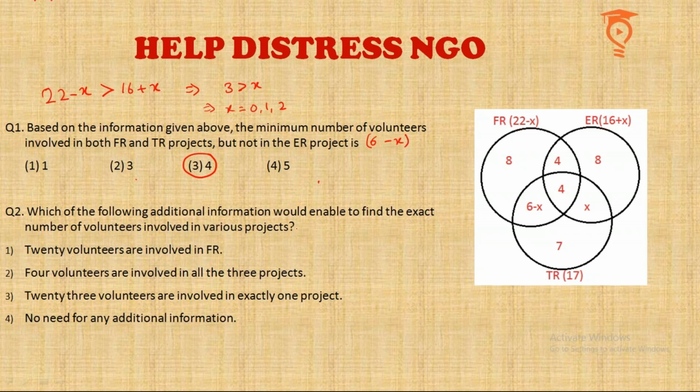Second, which of the following additional information would enable us to find the exact number of volunteers? What I mean is that right now there are 3 possibilities for x. Which of the following options is the only one that will work so that x does not have different values, and a unique value fits? So let us see. 20 volunteers are involved in FR. This will work because this directly tells me a unique value of x. This tells me that x is equal to 2.